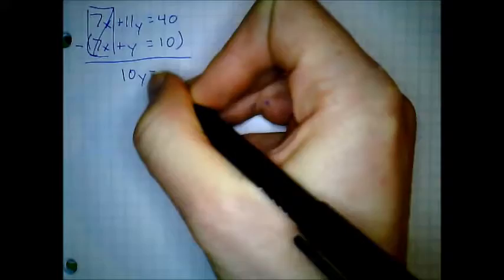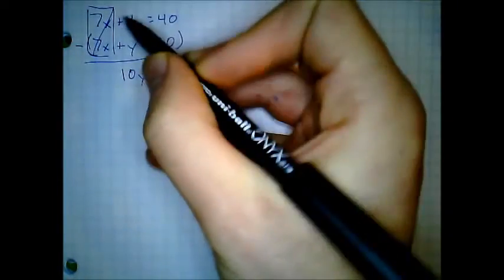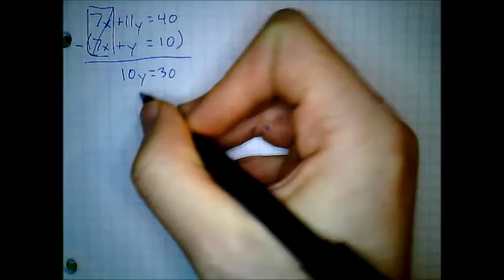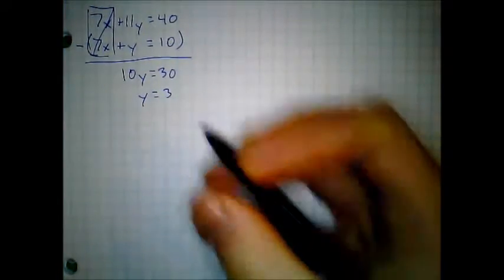And then we just subtract everything else. 11y minus y is 10y. That equals 40 minus 10, which is 30. We just take our time to do the operation we said we're going to do. 11y minus y is 10y. 40 minus 10 is 30. 10y equals 30 means y equals 3. Nothing hard about solving that equation.